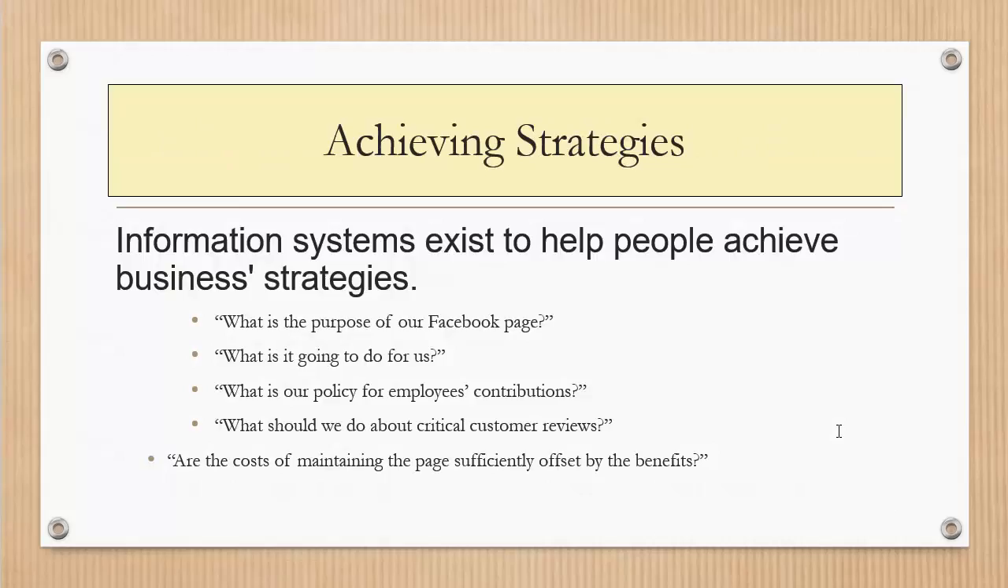So the reason why we're building these information systems and using MIS is that MIS is going to use this technology and the system that it's built with to achieve some sort of strategy. And so when we look at that, an example might be, if we look at Facebook, what is the purpose of Facebook? What's the purpose of our system that we're building? What is it going to do for us? What policy for employees' contribution is there going to be? Can an employee suggest changes? Is it going to make it better? How do you keep track of those suggestions and so on?